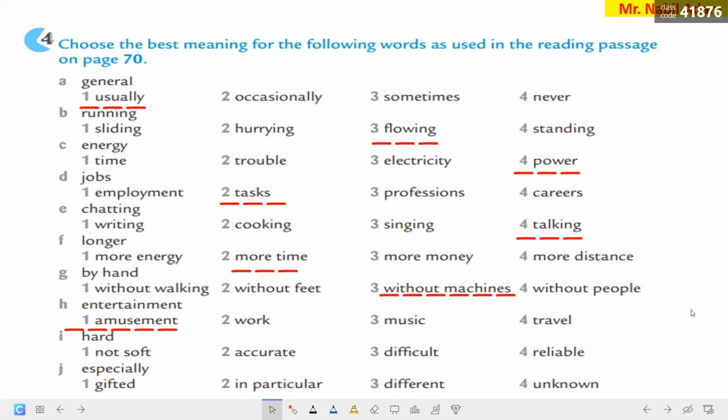Hard, not soft, accurate, difficult, reliable. Hard means difficult. In particular, different, unknown. Especially means in particular. The right answer is in particular.